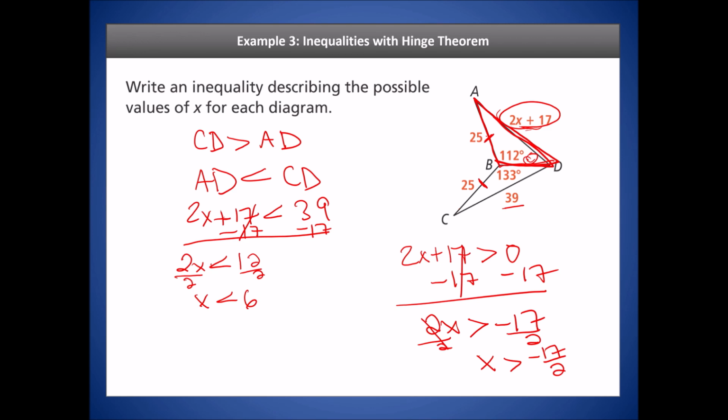And so we're going to put these together. If we put those two inequalities together, we get x is less than 6, but it's greater than negative 17 over 2.